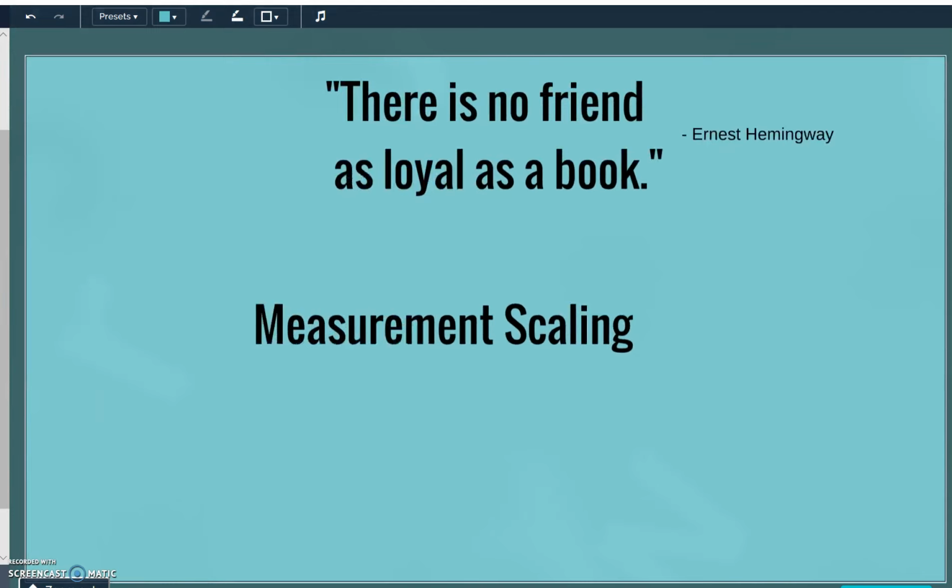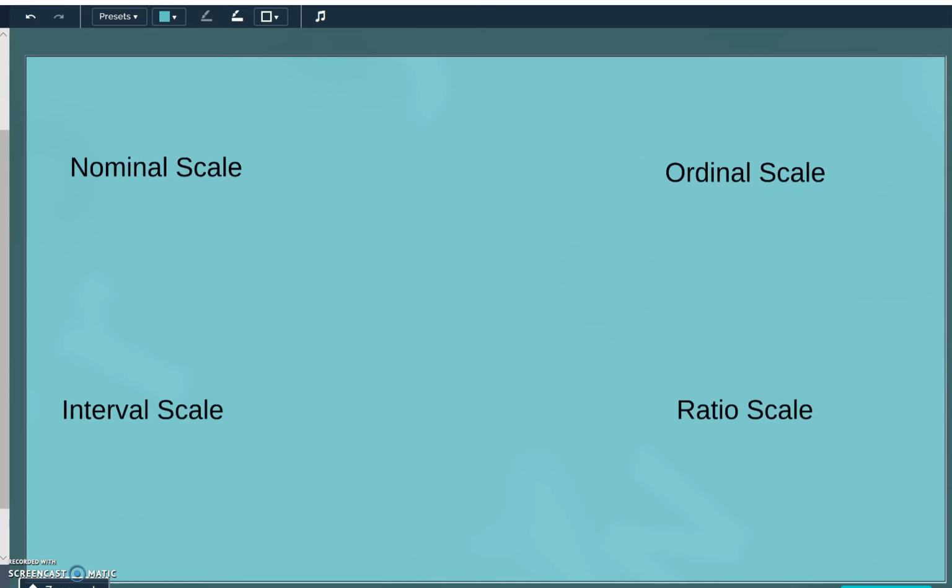This part is over. Let us begin with the next part, measurement scaling. It is a procedure for the assignment of numbers to a property of objects in order to impart some of the characteristics of numbers to properties in question. There are so many methods of scaling. Initially, remember in class we discussed what is a nominal scale, what is an ordinal scale, what is an interval scale, and what is a ratio scale.